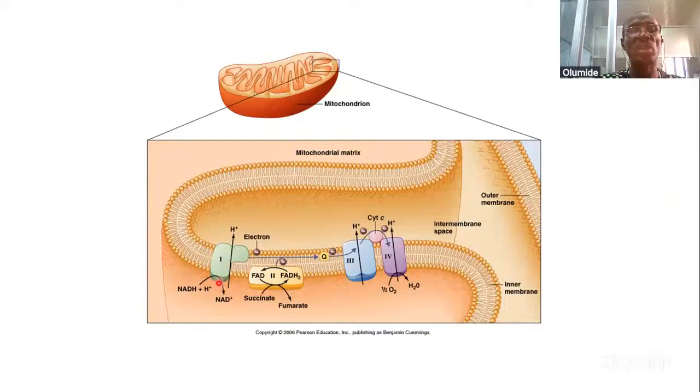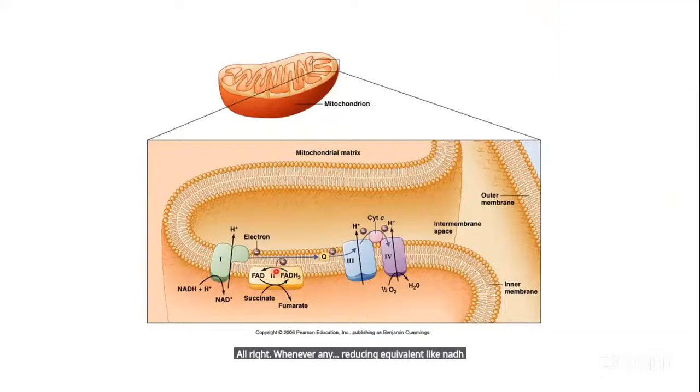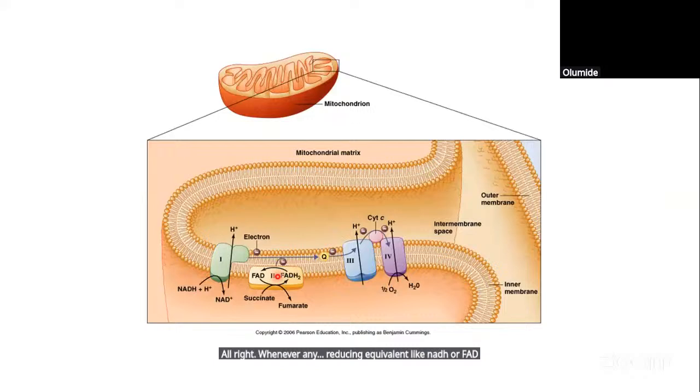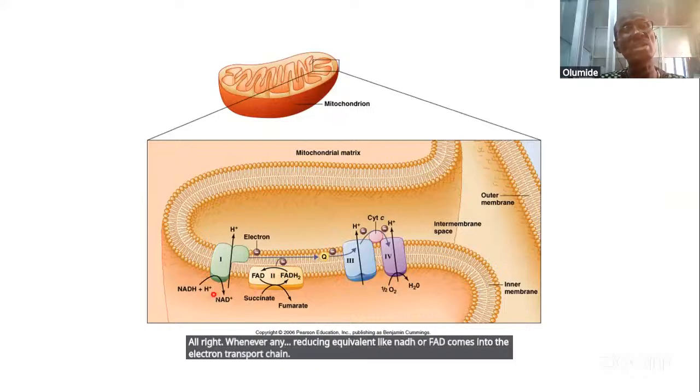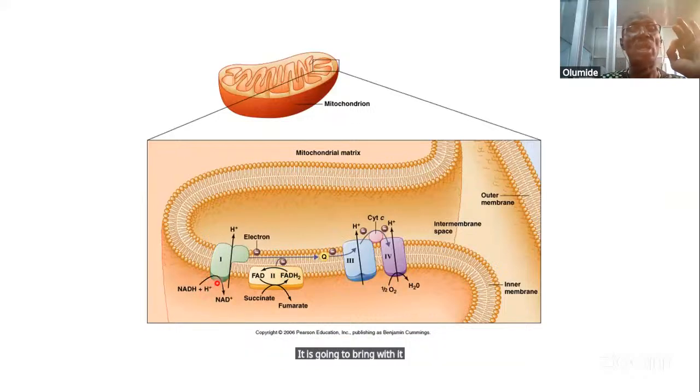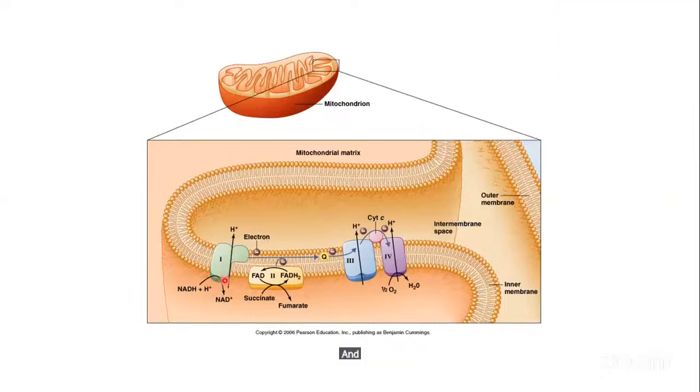Whenever any reducing equivalent like NADH or FAD comes into the electron transport chain, it is going to bring with it electrons and hydrogen ions.